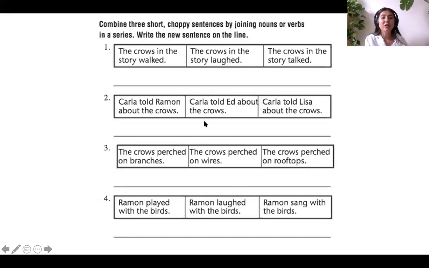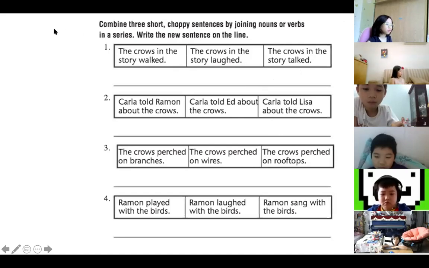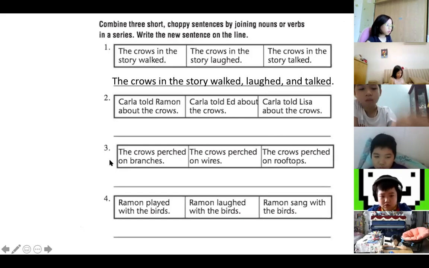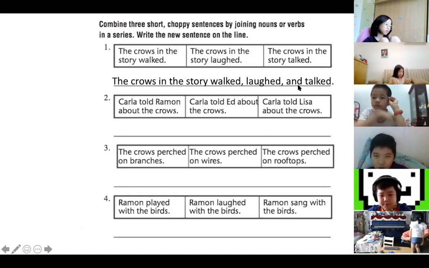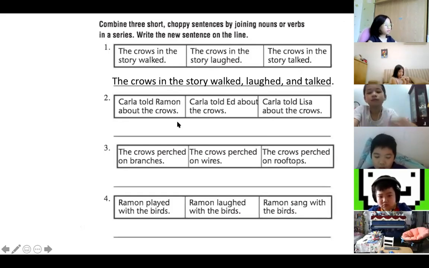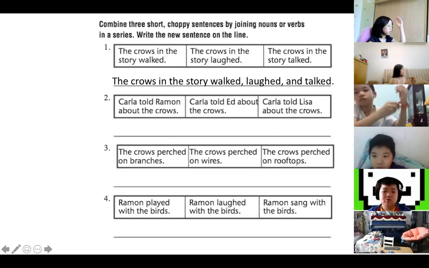Combine 3 short, choppy sentences by joining nouns or verbs in a series. Write the new sentence on the line. Nancy, what do you think? The crows in the story walked, laughed, and talked. Good job. Well done. The crows in the story walked, laughed, and talked. Lovely, Nancy. Okay, next. Simon.